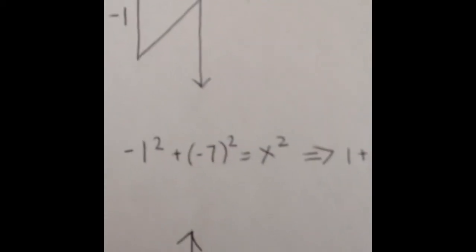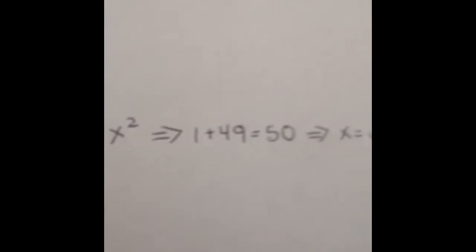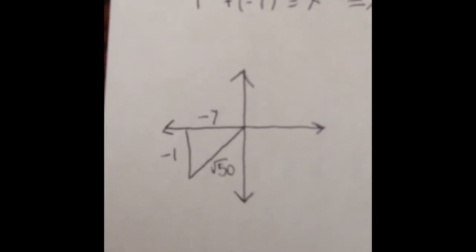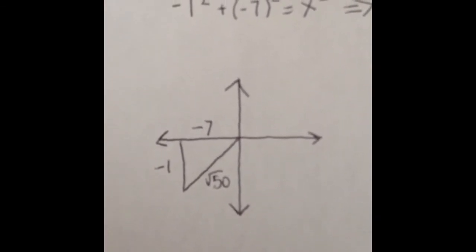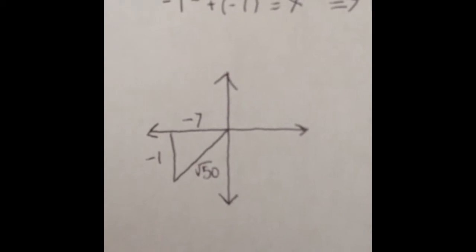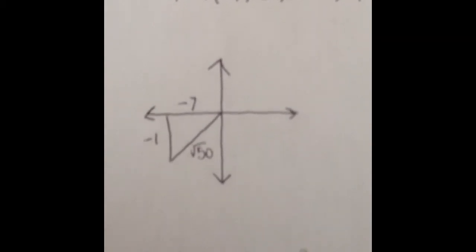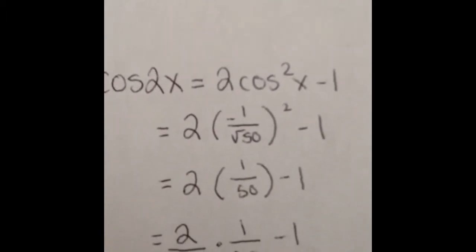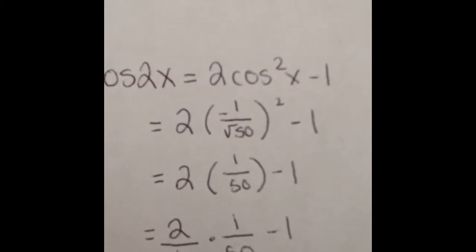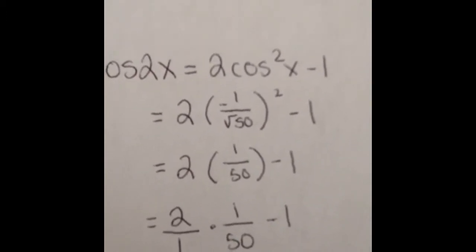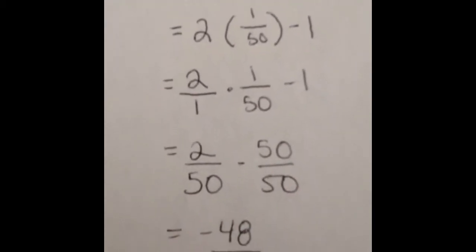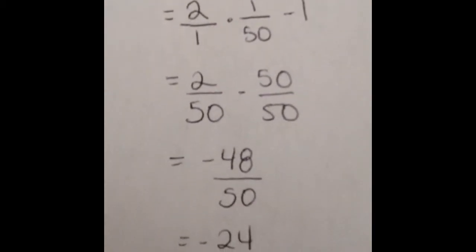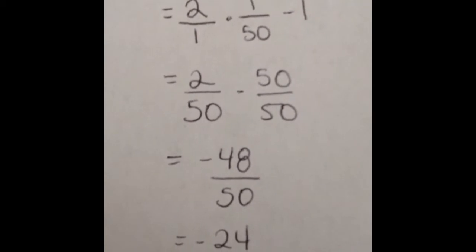Now to find the hypotenuse, you use the Pythagorean theorem. You find that the hypotenuse equals radical 50. Now you just plug in these numbers to the equations to solve for cosine 2x, sine 2x, and tangent 2x. Cosine 2x equals 2 cosine squared x minus 1. Therefore, you substitute cosine x with negative 7 divided by radical 50. You come out with cosine 2x equals negative 24 divided by 25.